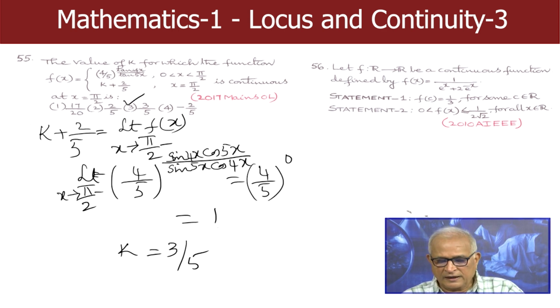56. Let f from R to R be a continuous function defined by f(x) equal to 1 by e power x plus 2 e power minus x. Statement 1: f(c) equal to 1 by 3 for some real value of c. Statement 2: 0 less than f(x) less than or equal to 1 by 2 root 2 for all real x.